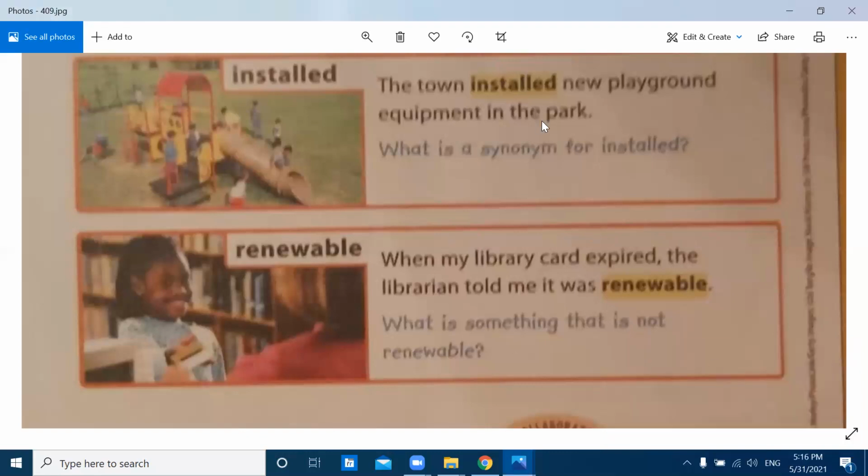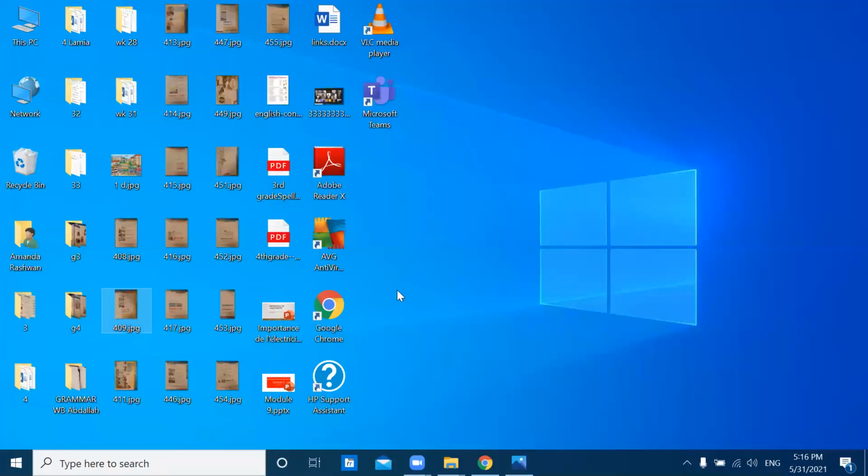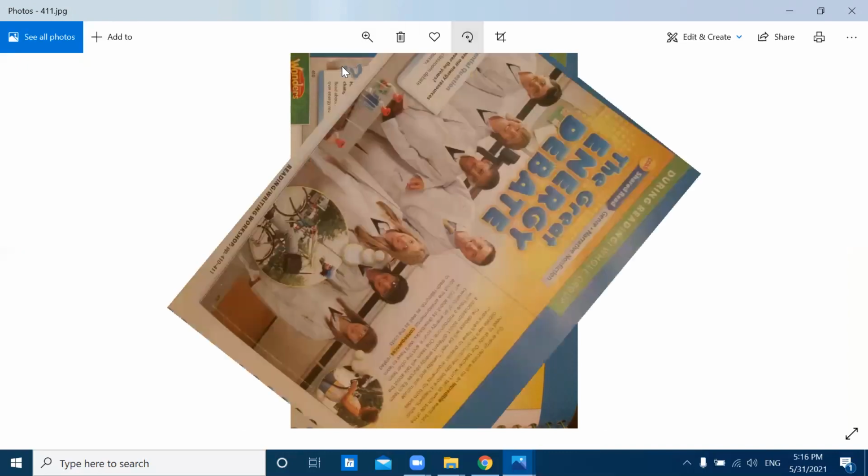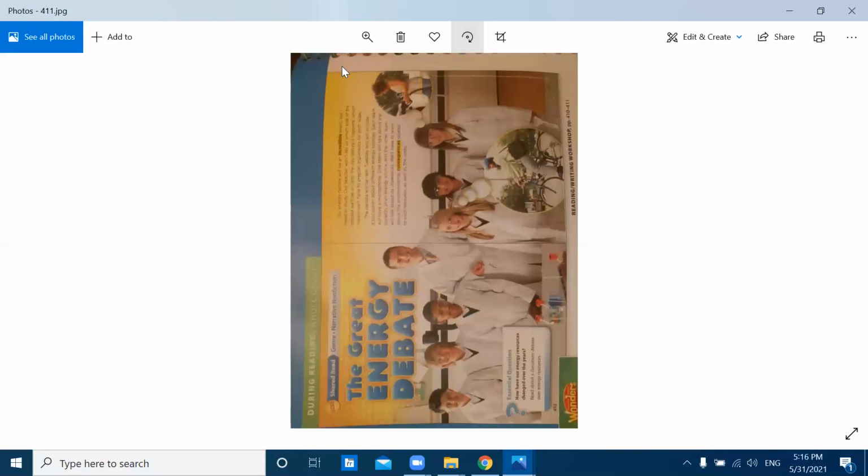Okay? All right. Let's pop out for a second. Oddly enough, it won't let me just switch through the photos. All right, here we go. We're going to flip this around and we're going to read the Great Energy Debate. Okay.